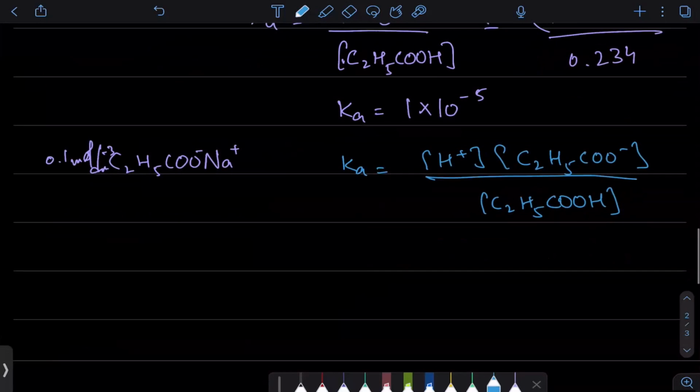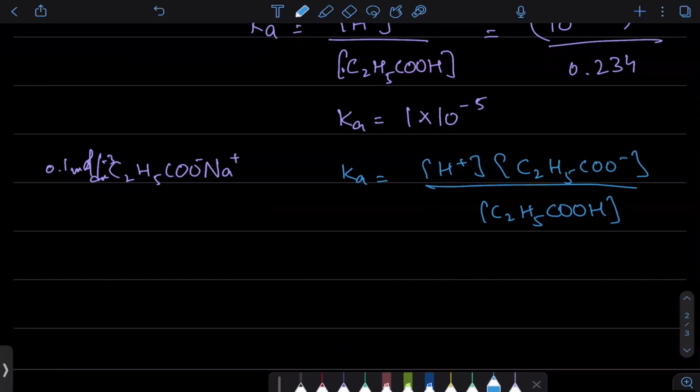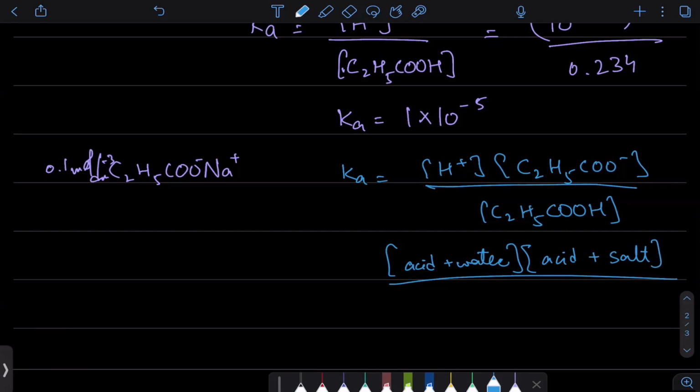Now here's the thing. What are the sources? Let me write them. H positive के source हैं acid plus water. So the concentration of acid and concentration of water will obviously वो हमें provide करेंगे H positive. Propanoate ion is coming from the acid and salt. And the acid only has one source, acid itself. In fact, this is acid minus the acid that is ionized. Okay, so this is ionized acid, and that is the remaining acid.